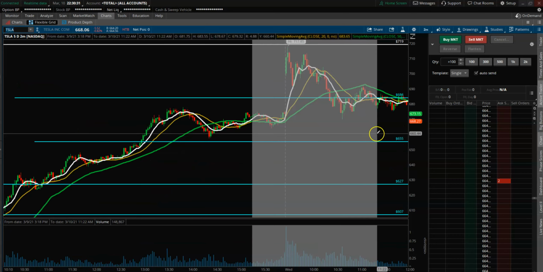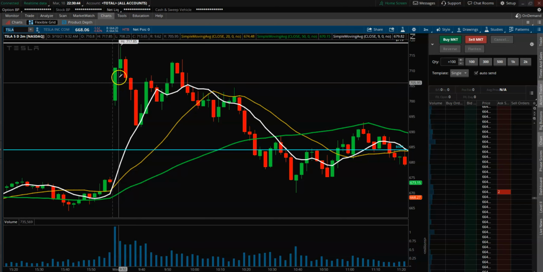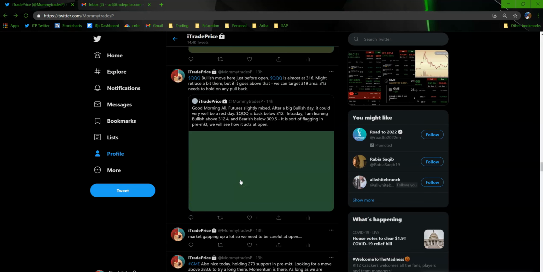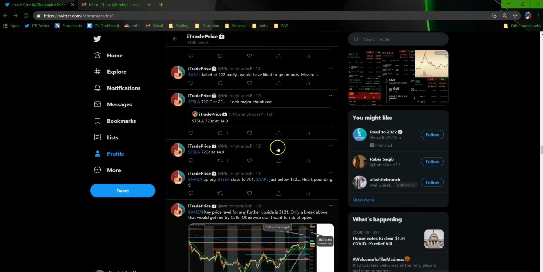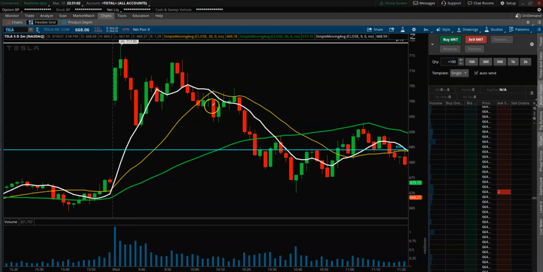Okay, now let's go and see what happened in Tesla. So here's Tesla. I know we had a conditional order over there. It opened just below 700 or something like that and moved quickly, right? So the conditional order got filled at, I believe, just above $14. If I can go and look at the tweet, I think it was right at the open. The conditional order got executed, right? Yeah, so 720C at 14.9, 9:31 a.m. Just 1 minute. So we entered right here within this 2-minute bar.